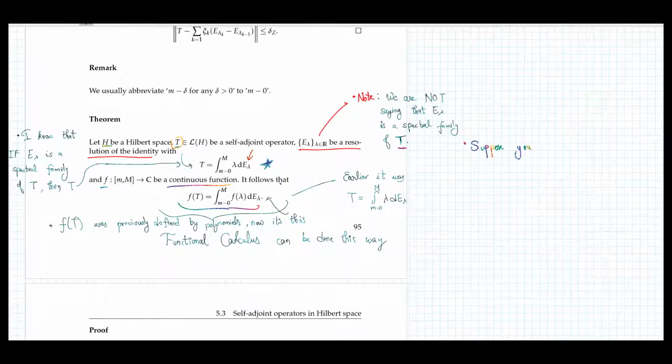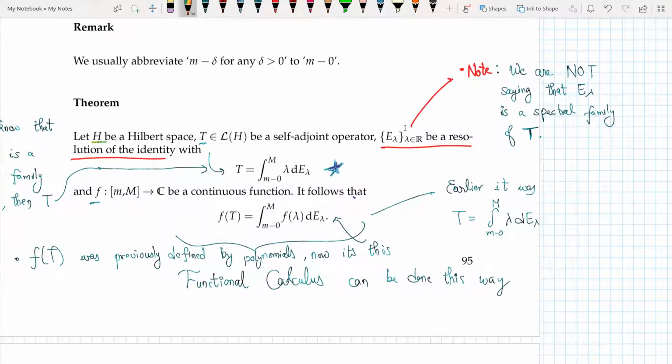So the summary is, suppose you have a resolution of the identity given, and suppose that T is given by this formula. Now all I'm saying is that if these two conditions hold, then f of T would be given by this formula. One more thing, I have an f, which is a continuous function. Then f of T is given this way. So earlier in functional calculus I used to take the limit of the polynomials tending to infinity, and I used to define f of T.